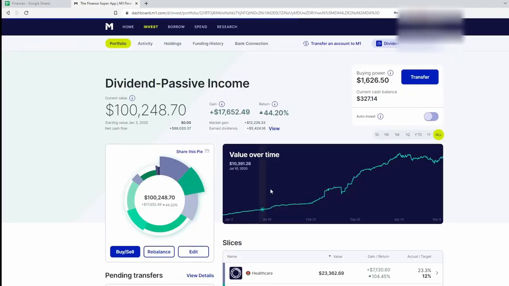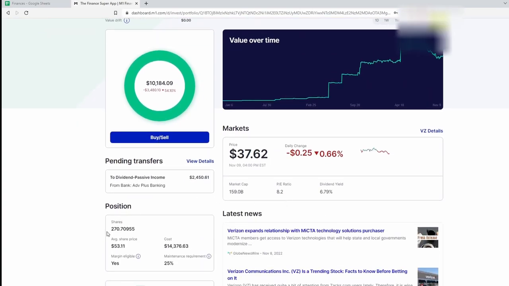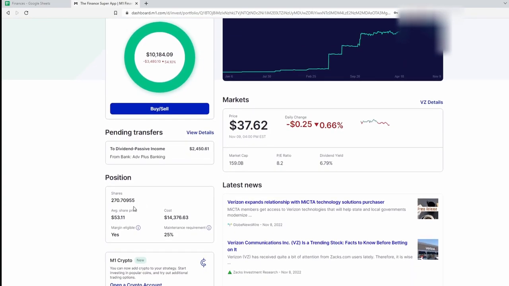Next, we got the telecom. I only have Verizon in here, and I am down a whole lot. Oh boy. See, and this is exactly what I mean. Verizon current share count, guys, is 270.71 shares. If I were to just transfer this over, I would lose this 0.71. I really don't want to lose that. That's essentially why I'm doing this right now.